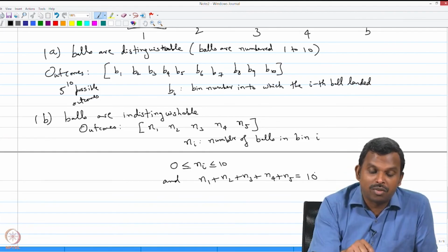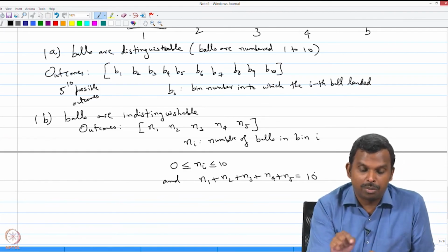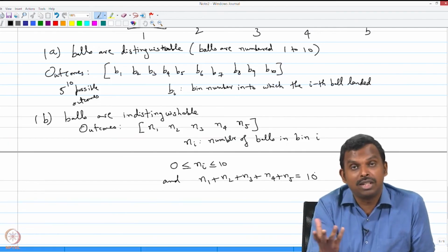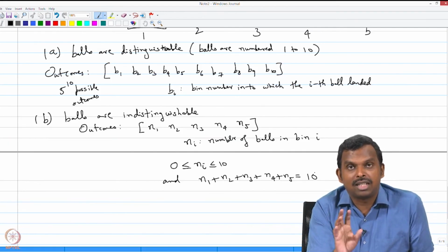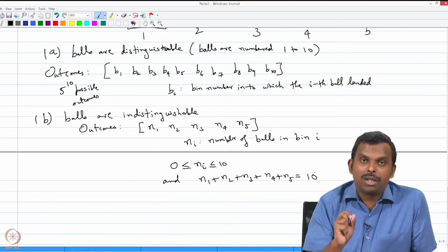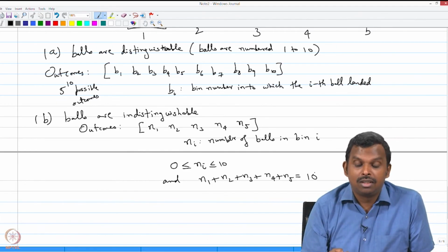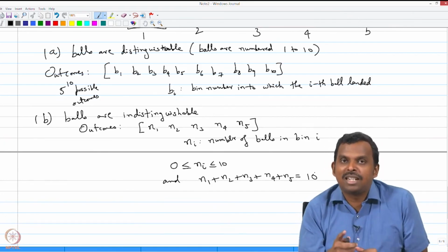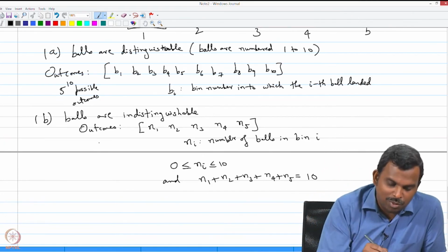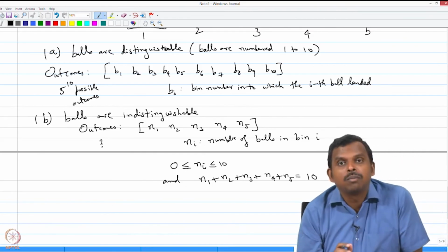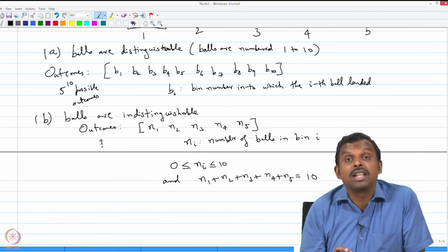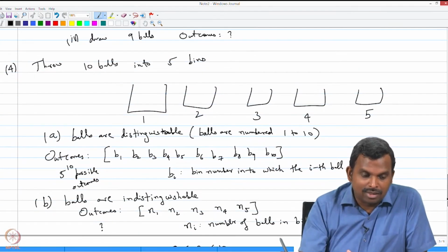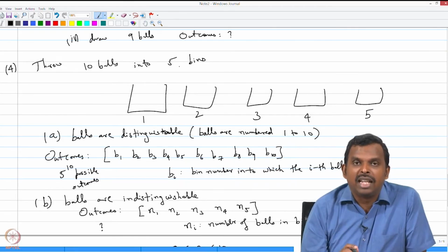Like in the previous case, when the balls were distinguishable, each of the BIs could go to any one of the 5 bins. We did not really bother about any constraints there, but here when you are worried about the number of balls in each bin, this kind of confusion comes. So, the number of cases is not immediately obvious. Okay. So, once again this will be a question for you to think about, how many different possible outcomes are there.